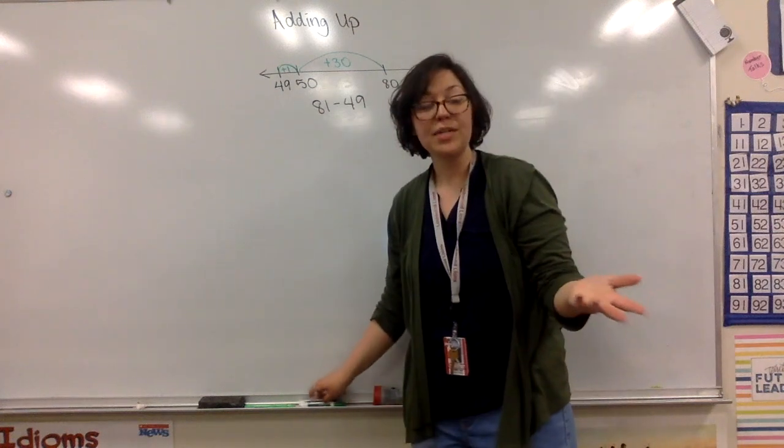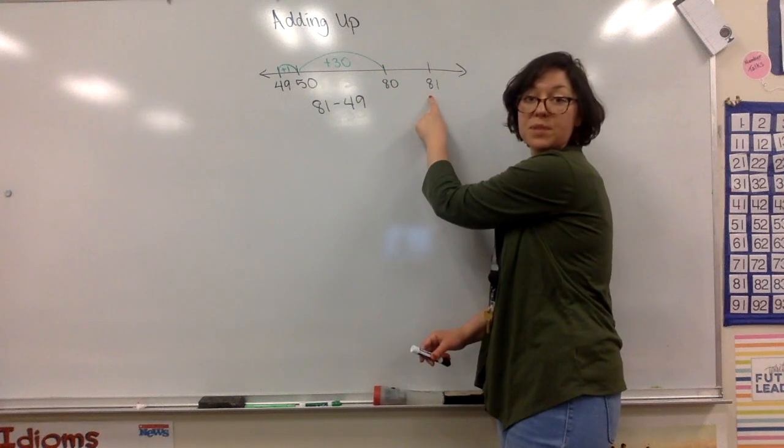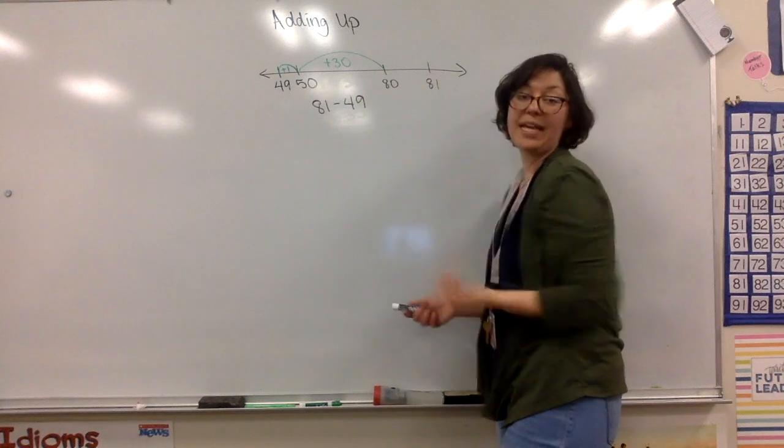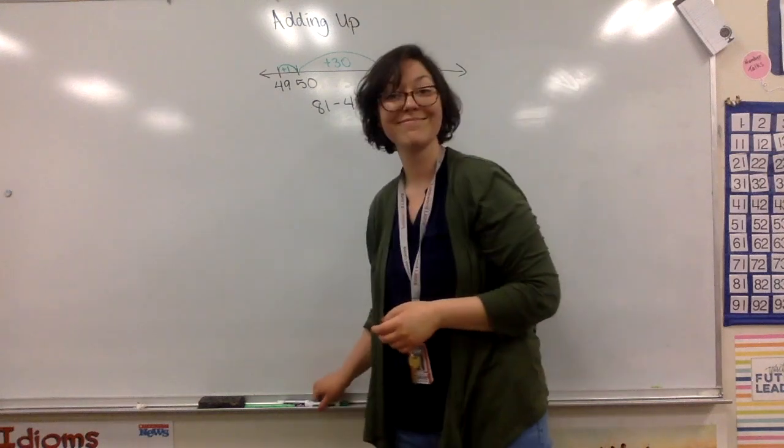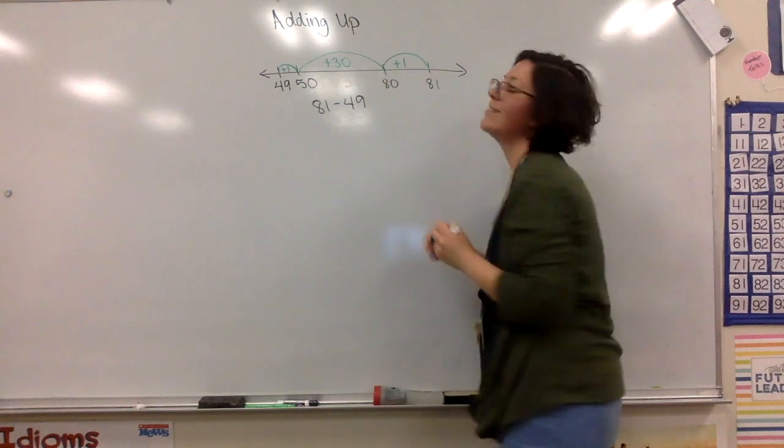Now all I have to do is figure out the distance from where I am to where I want to be. Okay? 80 plus what gives me 81? Plus 1. That's it. 80 plus 1 gives us 81.